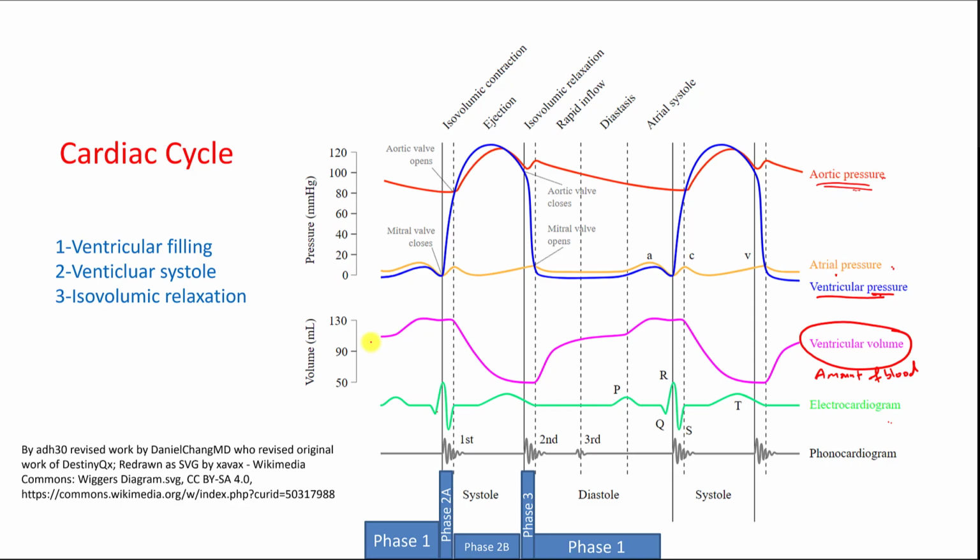So during this phase, we are gaining volume of blood. This will be phase 1, the ventricular filling. Here we are increasing the volume of the blood, then it is stable. Here the blood pressure in the ventricle is still low, but once we have the QRS complex, that's when we have the ventricular contraction. See the pressure in the ventricles, it will go up. At one point it will exceed the pressure in the aorta, the red line.